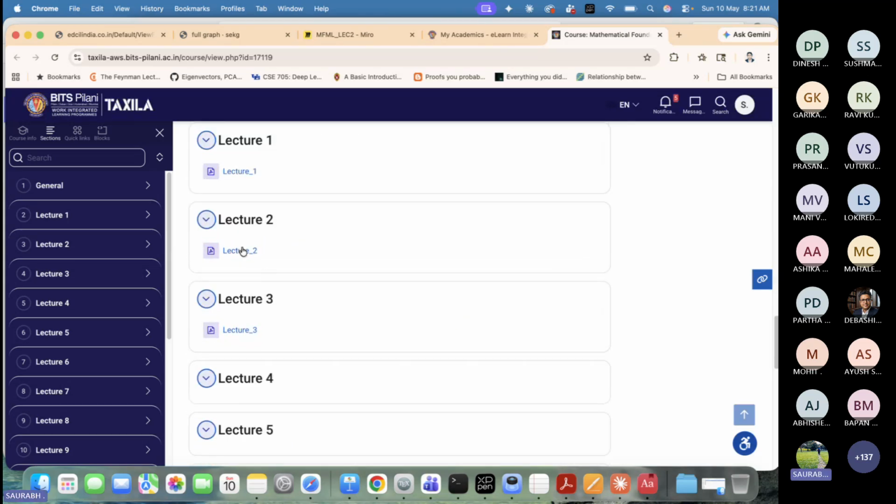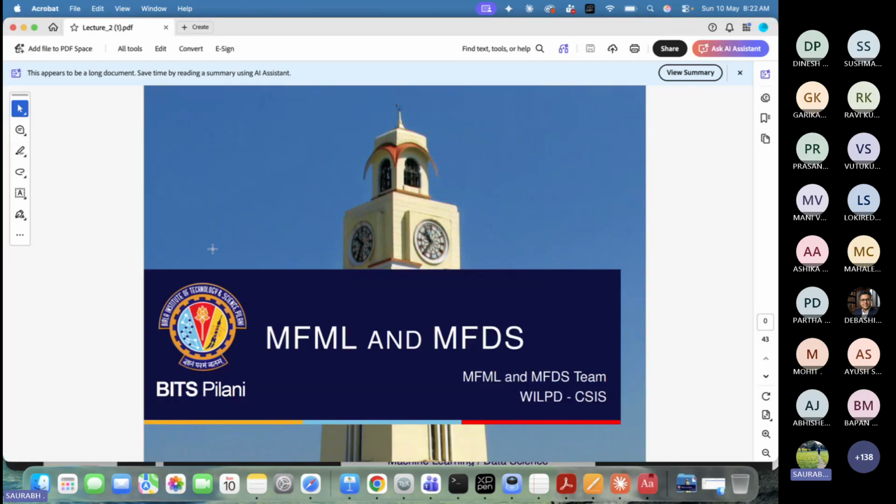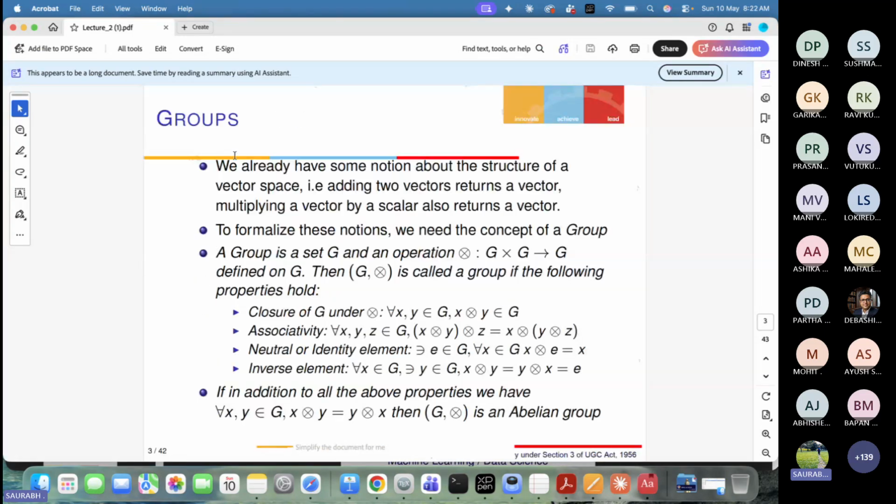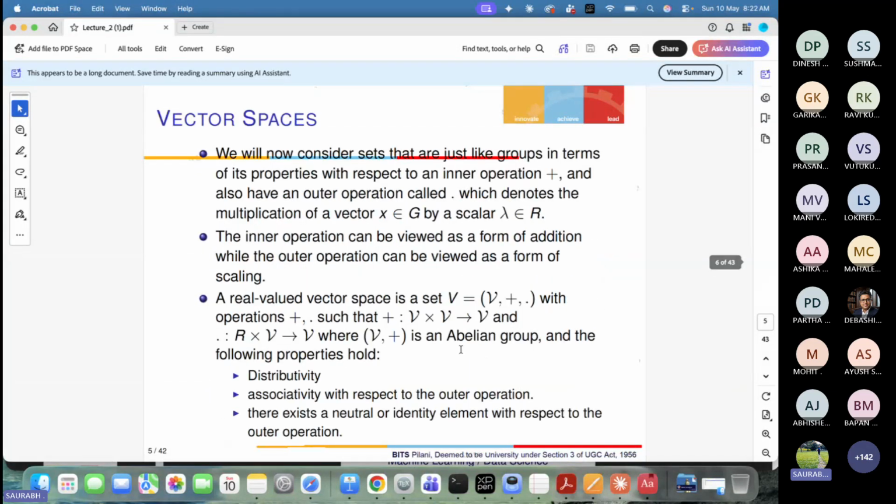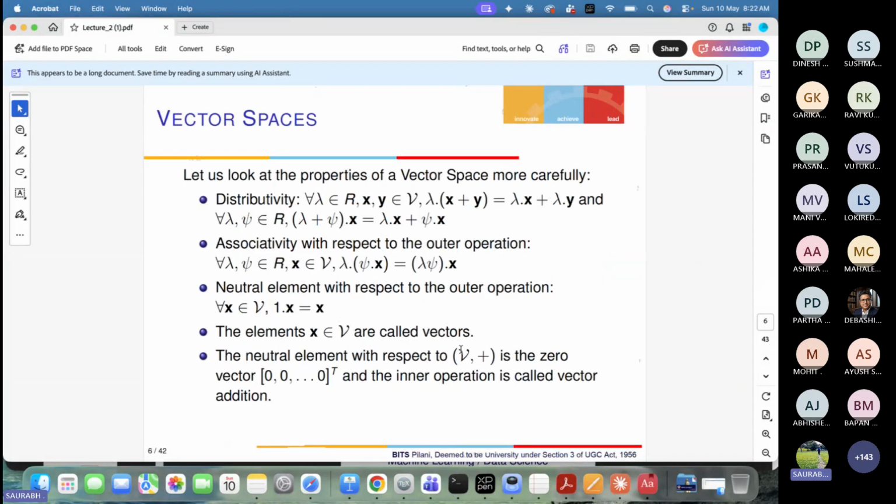So this is your lecture two slides, and I think I have downloaded it. It walks you through groups. Some of these things might not feel very comfortable because of the way these mathematical notations are, plus the abstract way of writing it here in slides. We'll try to make it extremely simple for us to understand and then take it from there.